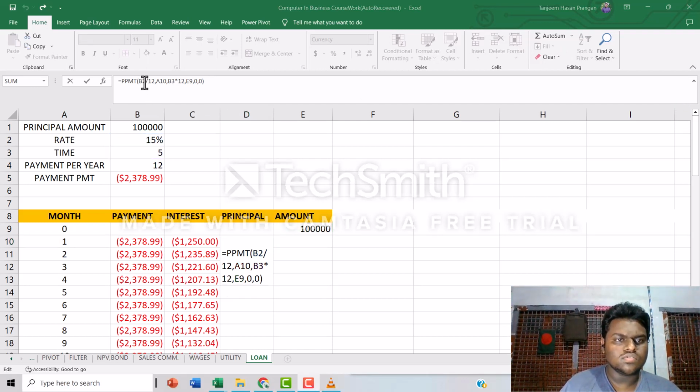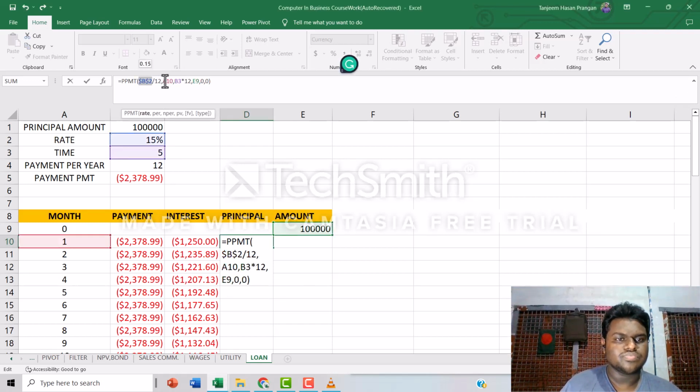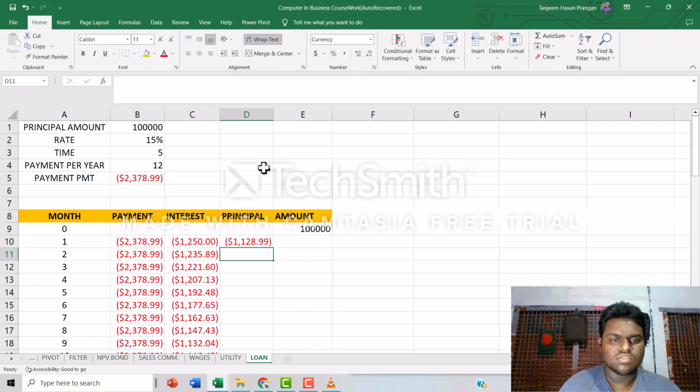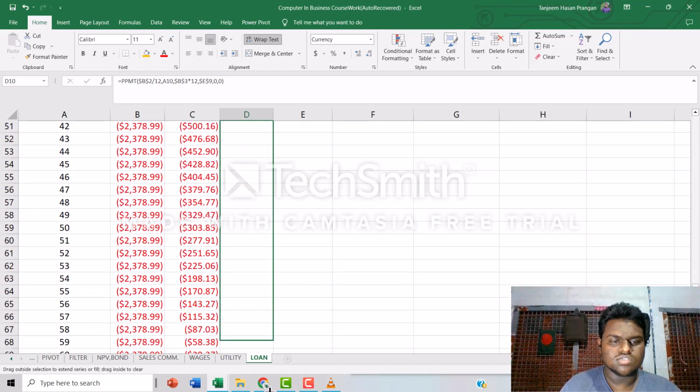So we are going to freeze this. To freeze, we use the Fn button, then the F4 button, clicking on this cell and freezing. Per is not required to be frozen, so we skip this, and lastly this. So this is the principal amount of the first month, and we would like to drag this down till 60 months.